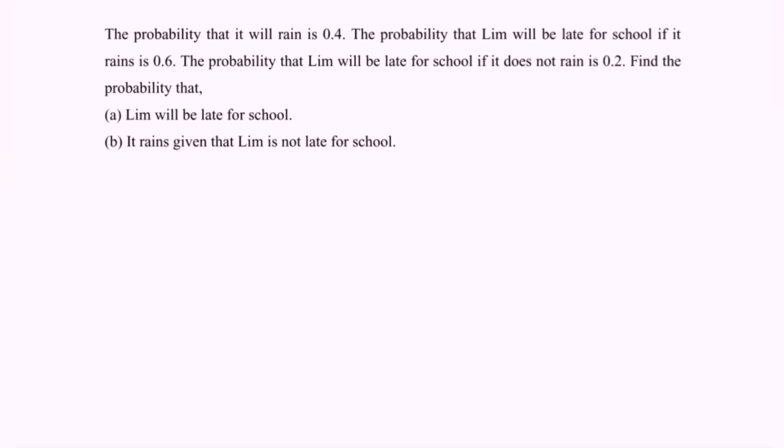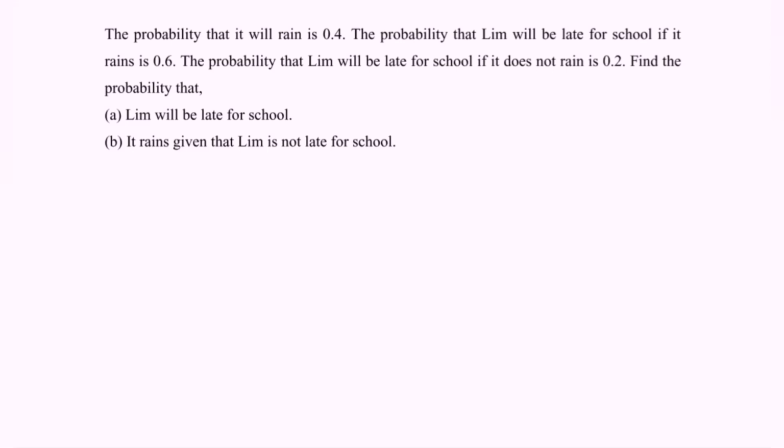In this video, I'm going to discuss the example for probability. The probability that it will rain is 0.4. The probability that Lim will be late for school if it rains is 0.6. The probability that Lim will be late for school if it does not rain is 0.2. Find the probabilities that... So now we have a dependent situation.